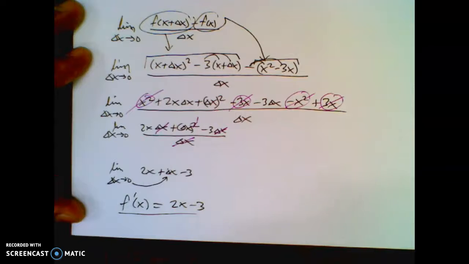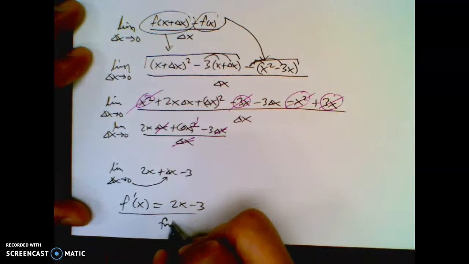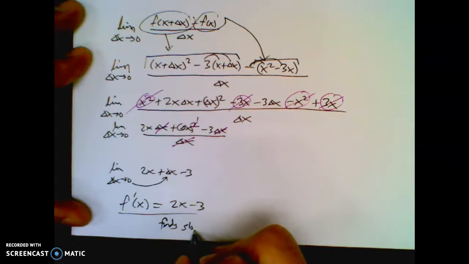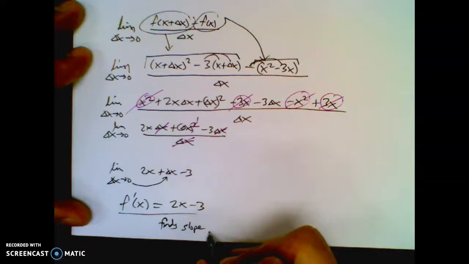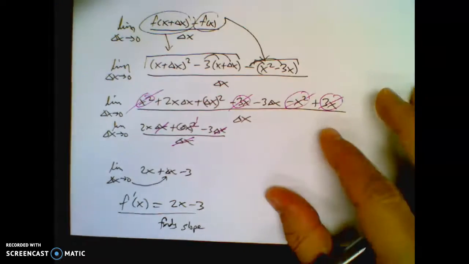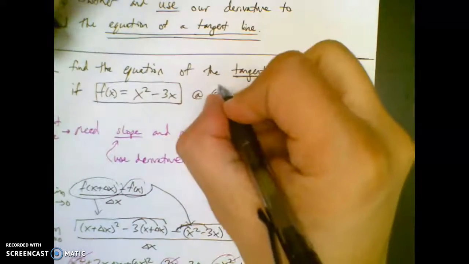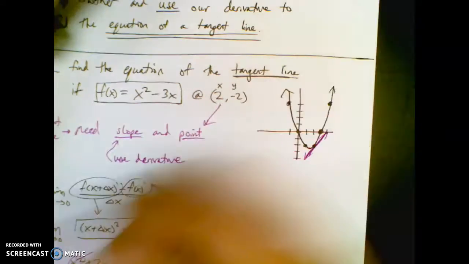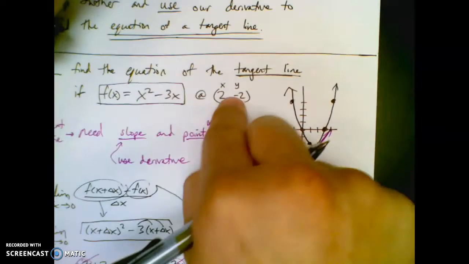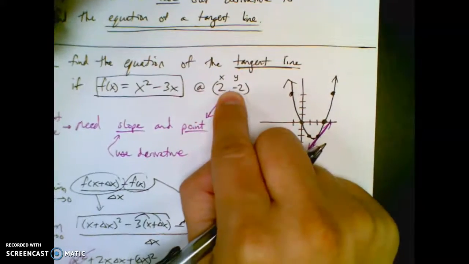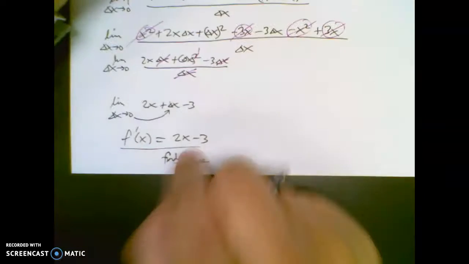All right, that's my equation that finds slope anywhere. I don't want slope just anywhere. I want slope at that point. Well, guess what? Here's my x part. Here's my y part of my point. Guess how I find the slope at that point? I plug this point in here.